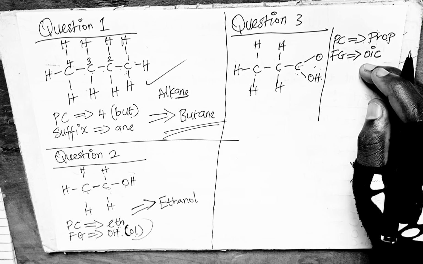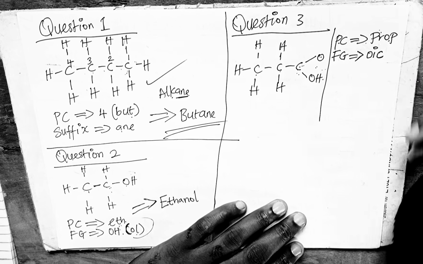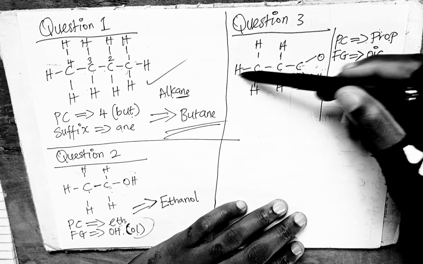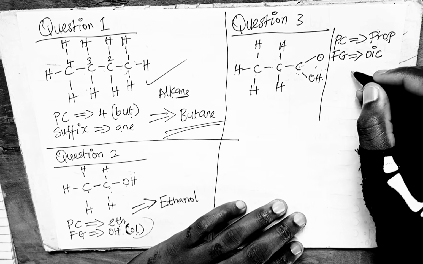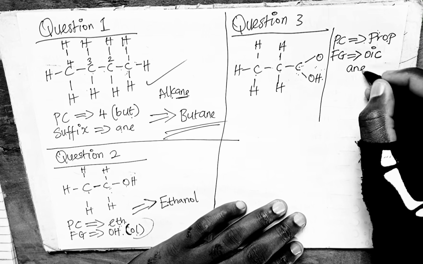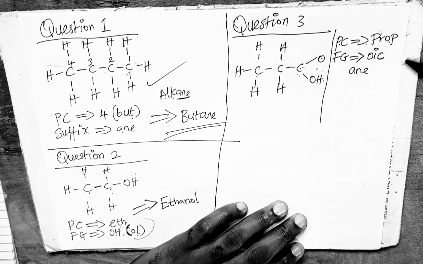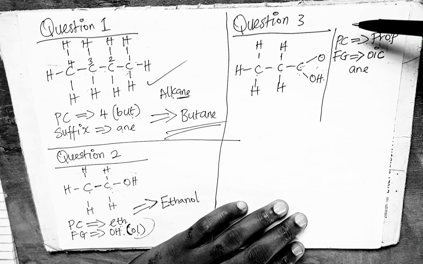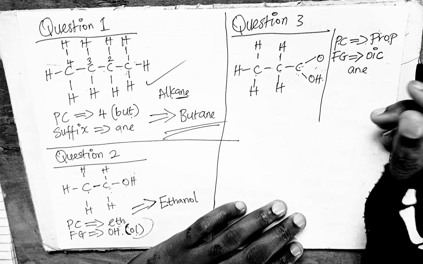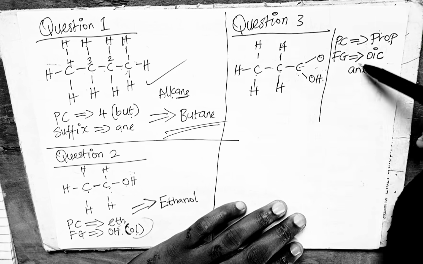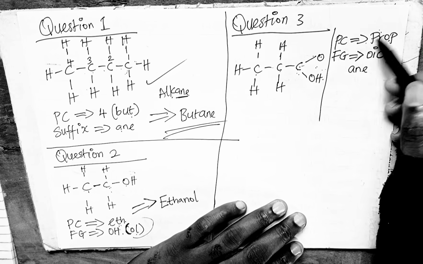So what next? What are we to do? It has just single bond. That tells us that we are going to have ane. Okay. It should be ane. That's the kind of hydrocarbon that it is. Then what do we have to do now? We have to bring everything together. Okay. All the name.